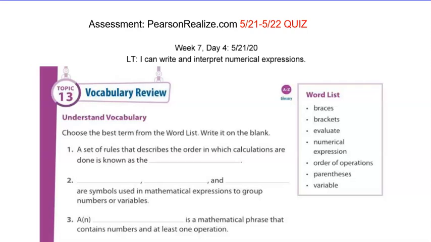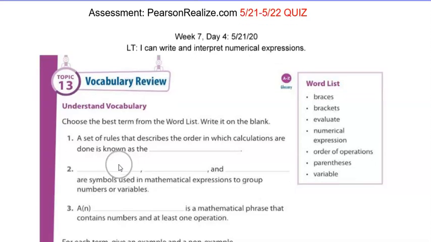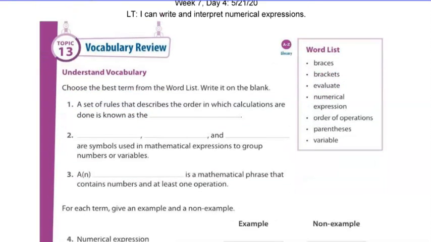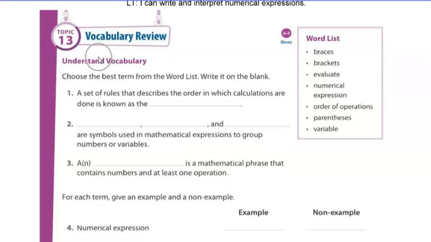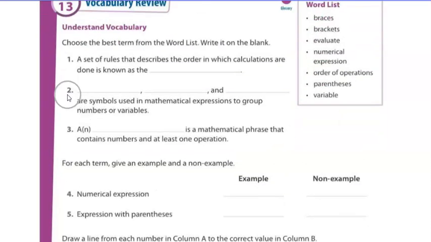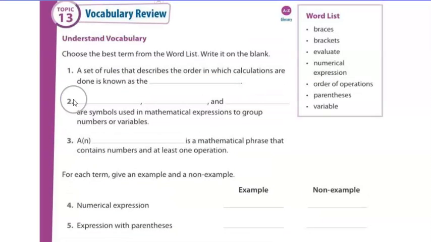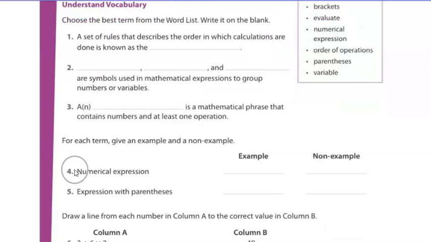So the first page that you're going to be looking at today is page 55, and this is going to be a vocabulary review. On page 44 in your packet, there are the vocabulary cards that you can refer to if you need help on this vocabulary review. So basically for numbers 1, 2, and 3, you're going to be filling in the blanks using this word list. On questions 4 and 5, it says for each term, give an example and a non-example.